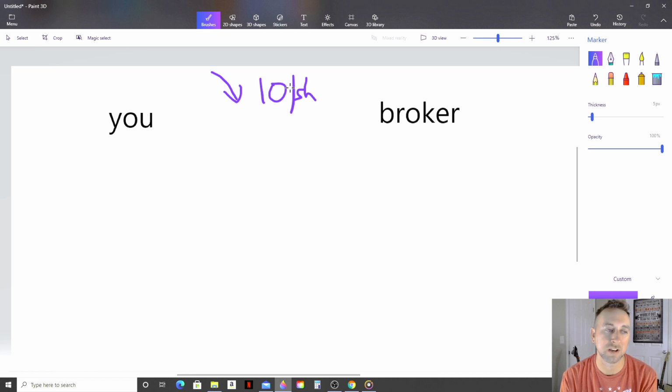So let's say you're going to short the stock. It's $10 a share. So you're going to short it from the broker. The broker does have shares to short. So they're going to lend you those shares. This is what happens behind the scenes when you click that button. So let's say you want 10 shares at $10.